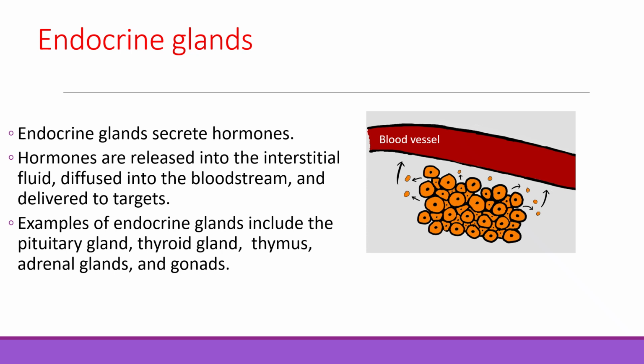So endocrine glands. All the way back in Bio 210, you should have learned about the two big categories of glands. There are exocrine glands and endocrine glands. Endocrine glands are what we're talking about in this chapter. They are going to secrete the hormones. The hormones are released into the interstitial fluid around the cells and then diffuse into the bloodstream and are delivered to the target. So you can see that with the picture over on the right. Some examples, but not inclusive, of endocrine glands include your pituitary gland, the thyroid gland, the thymus, the adrenal glands, the gonads, the pancreas, and so on.